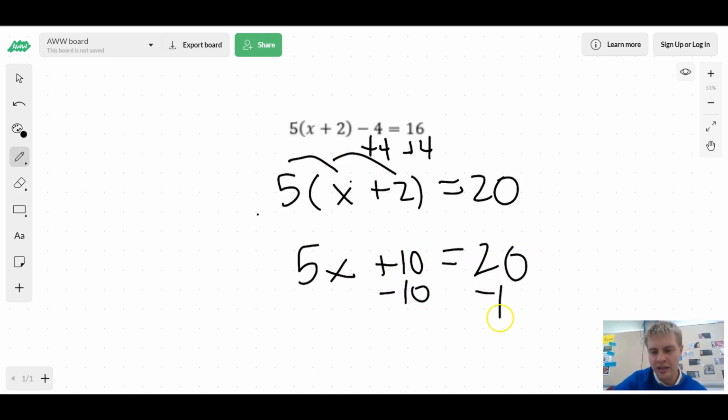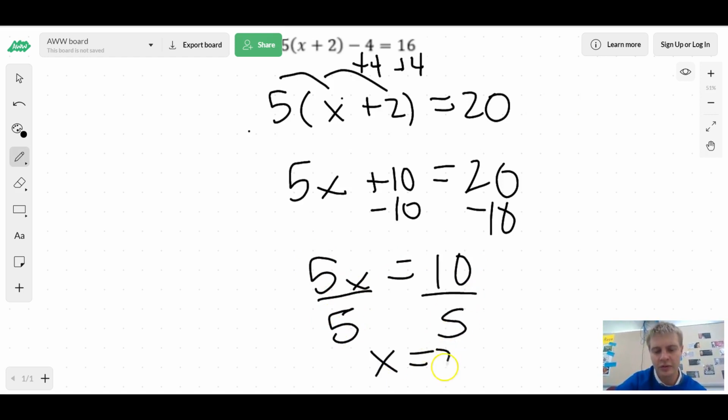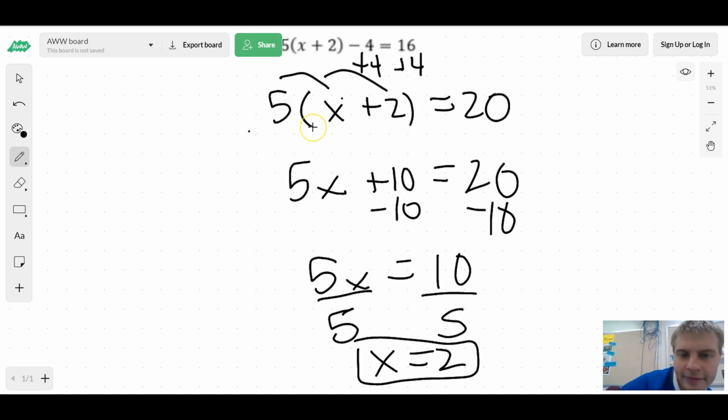I'm then going to subtract 10 from both sides. I'm going to get 5x is equal to 10. Then I'm going to divide by 5, and I'm going to get x is equal to 2. And again, the reason we're dividing is we're undoing the operations. But on this, make sure that you distribute to both numbers. Sometimes people only times the x, and that throws you off. Let's try the next one.